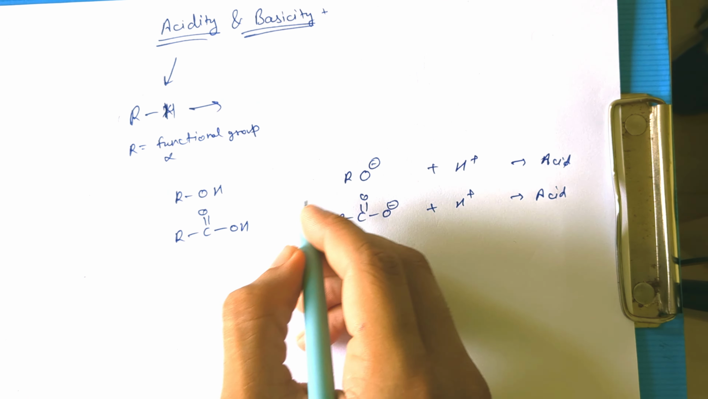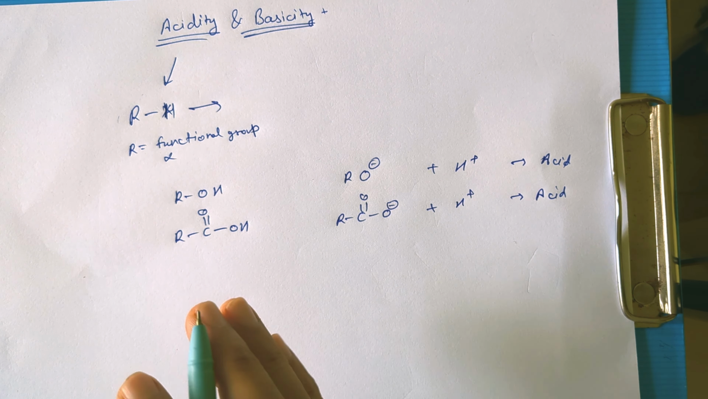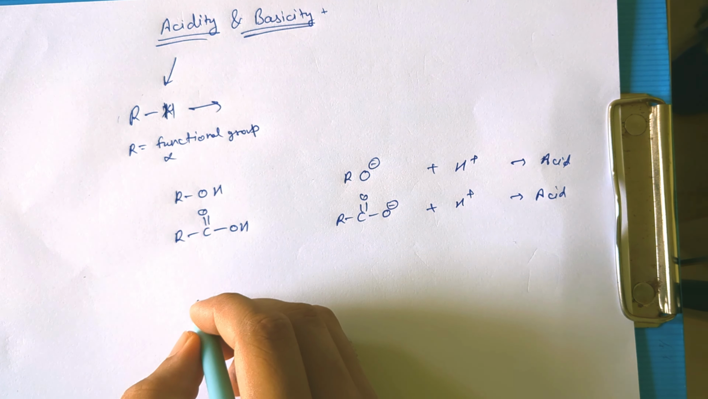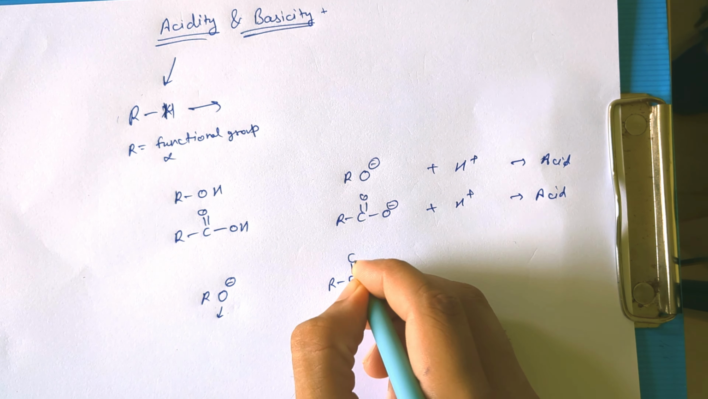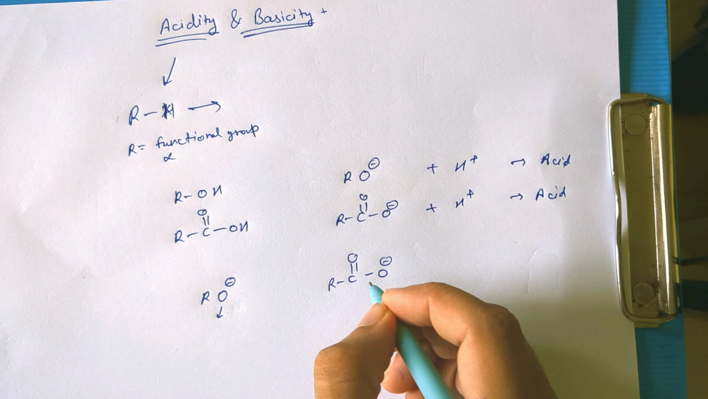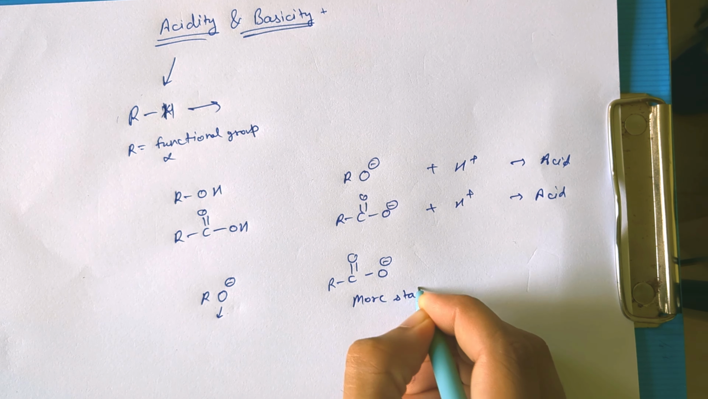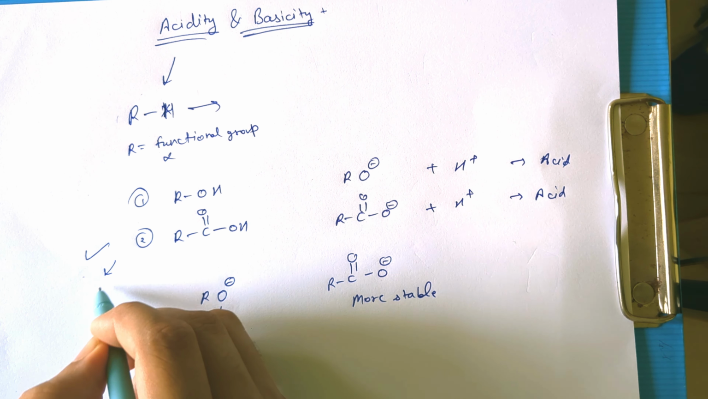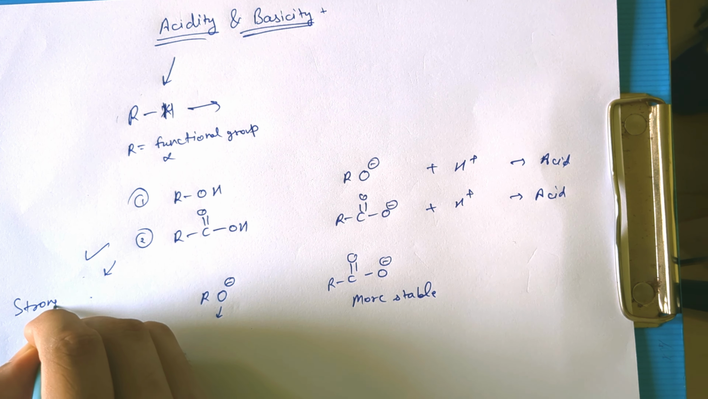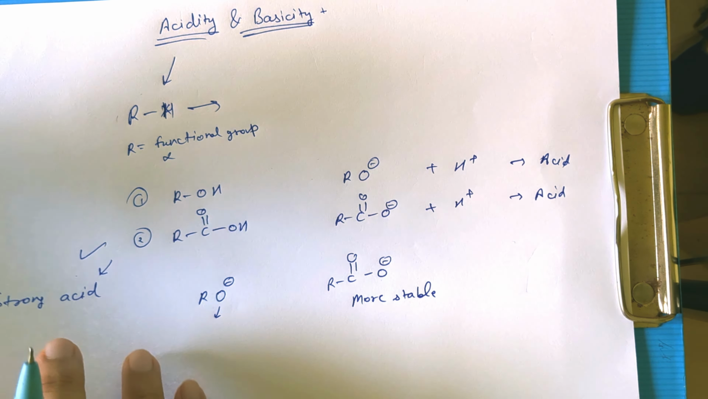Okay, let's see. If the negative charge is more stable, then the compound will be more acidic. Here RO negative is stable because it is on a more electronegative atom, and here it is also on a more electronegative atom, plus it also has resonance, so it will be more stable. That's why the second one is the strong acid. Okay, so now let's solve the questions from the MS Chouhan book.